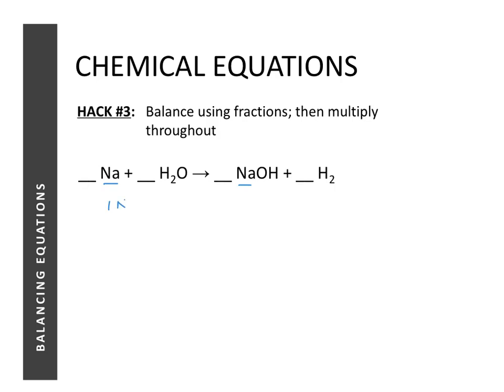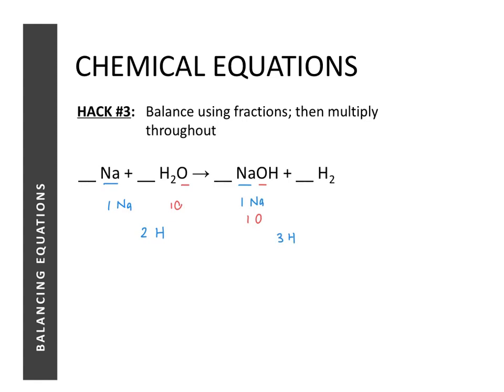There's one sodium on the left, there's one sodium on the right. So sodiums are balanced. Now we'll try to balance for oxygen. You'll find that there is again one oxygen on the left and one oxygen on the right, so it's already balanced. Now lastly we'll balance for hydrogen. You'll find that there are 2 hydrogens on the left and 3 hydrogens on the right. So the hydrogen atoms are not balanced.